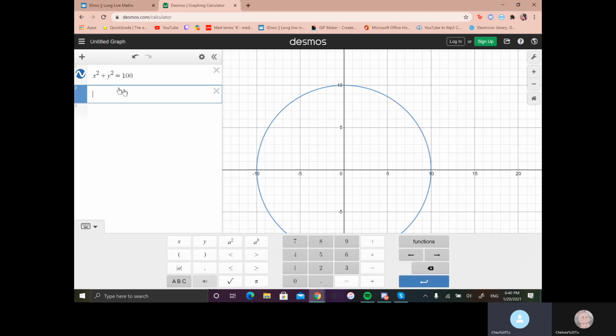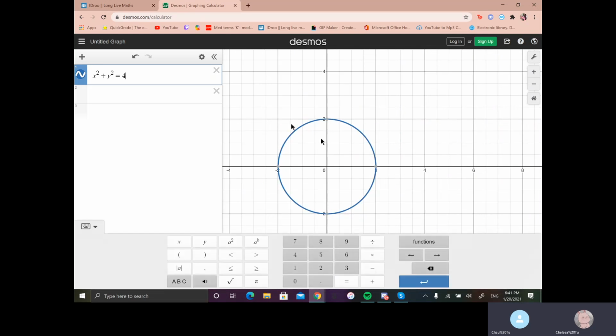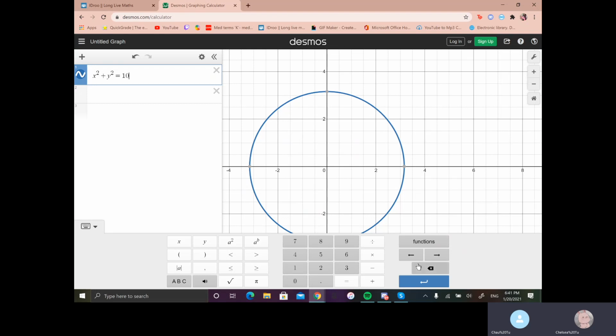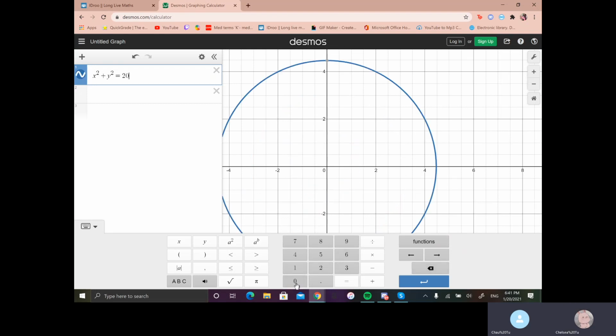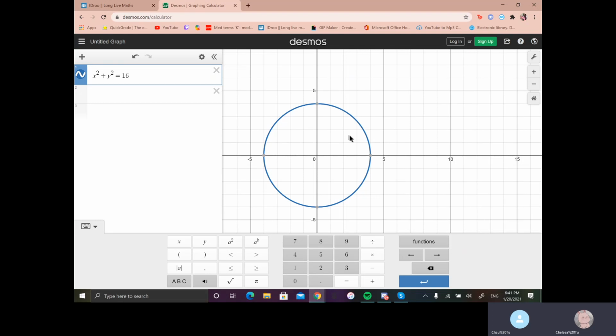What happens if I want a radius of 4? What do I do? You put 4 into the x and y? No, no. I now want you to draw a circle of radius 4. The equation of a circle is x squared plus y squared equals r squared. So if you want a radius of 4, you have to square the 4, meaning 16. So let's put it back to a radius of 10.